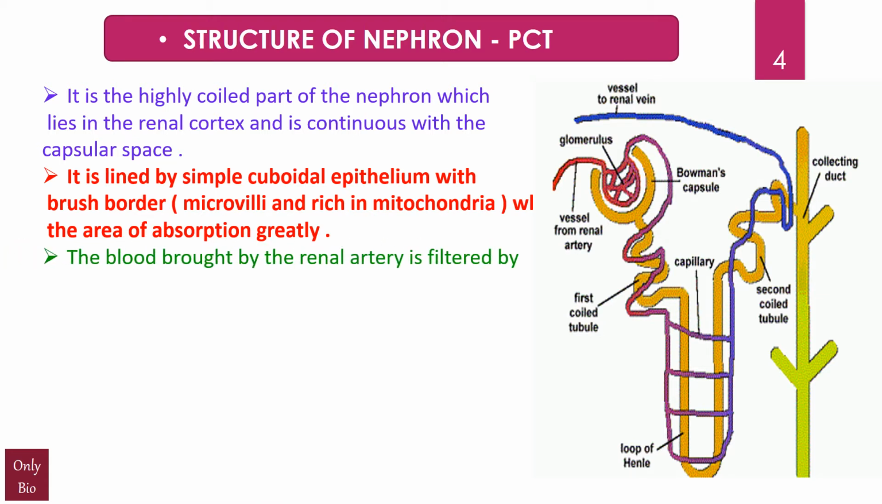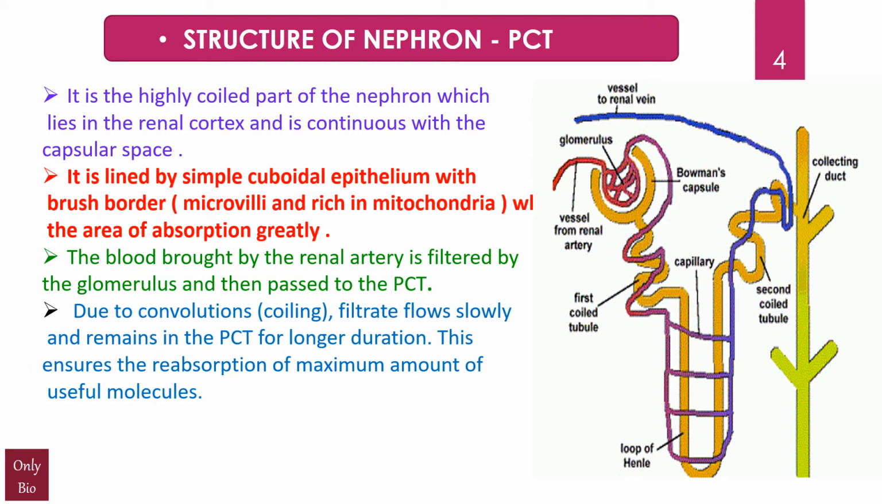The blood brought by the renal artery is filtered by the glomerulus and then passed to the PCT. Due to convolutions, that is coiling, the filtrate flows slowly and remains in the PCT for a longer duration. This ensures the reabsorption of the maximum amount of useful molecules.